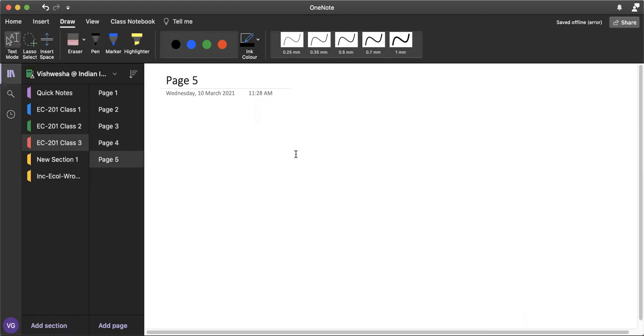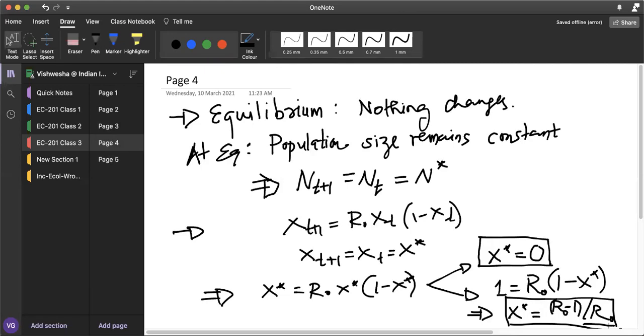So can you repeat the last part again? It was not very clear. X This star equal to 0. last step. Yeah, x star equal to 0 after that.